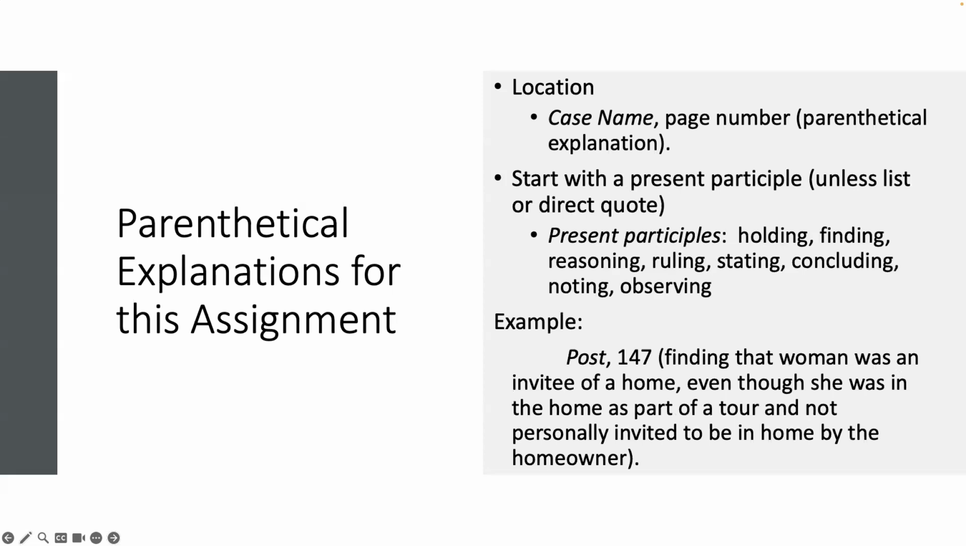So for example, in Post, here we have an explanatory parenthetical. It says Post, comma, space, 147, space, opening parentheses, finding that woman was an invitee of the home, even though she was in the home as a part of a tour and not personally invited to be in the home by the homeowner. Close parenthetical, period. That's how you will use parenthetical explanations for this assignment.